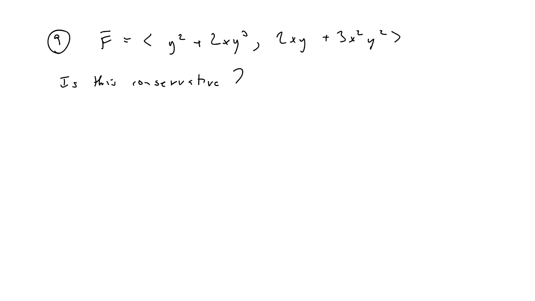So how do I check to see if something is conservative? In this one, it's 2 variables, so it's an easier one. So how do I check to see if this is conservative? And just so you can more easily answer, let me call that P and that Q. So what has to be true for it to be conservative?